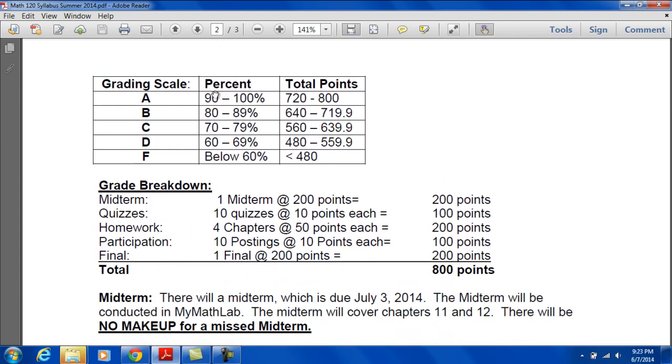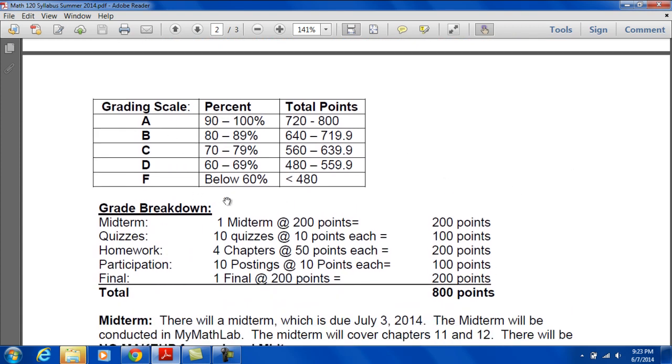So our grading scale is pretty standard, A, B, C, D, F. And I give the percent range and then the point range as well. I have points down here. If you see this, midterm is 200 points worth. Quizzes, 100 points. Homework, it's 200 points. Participation, 100 points. And finals, 200 points. And by the way, I'll say it now, I'll say it many times, your participation is your discussion postings. You need 10 discussion postings to get the full points.